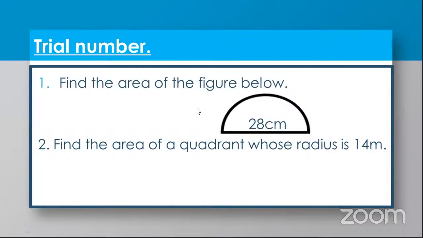Okay, you see that figure because I want to wrap the second question first. Have you studied the figure properly? What is that 28 representing? The diameter. So what are you going to do first? We are first going to find the radius.